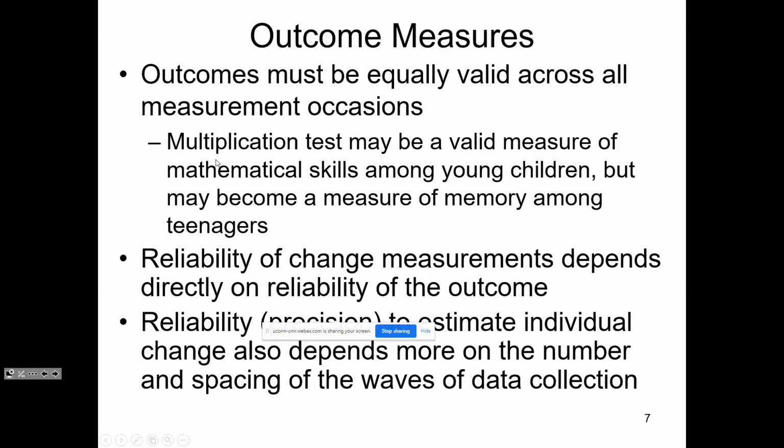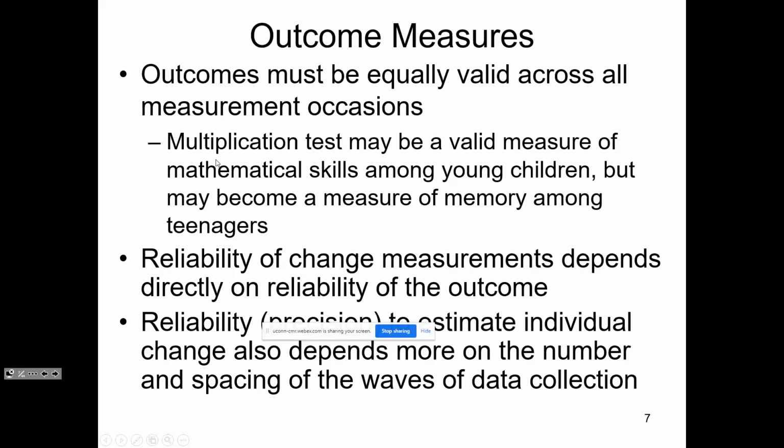And then we won't talk too much about this, but reliability of change measurements depends directly on the reliability of the outcome measure. So, even though we're going to use this way of fitting these latent trajectories, it is always going to be better to have more precise measures if we want to be looking at change across time or growth across time. So the reliability to measure change actually depends on the reliability of the outcome measure, but it also depends on a couple of other things too.